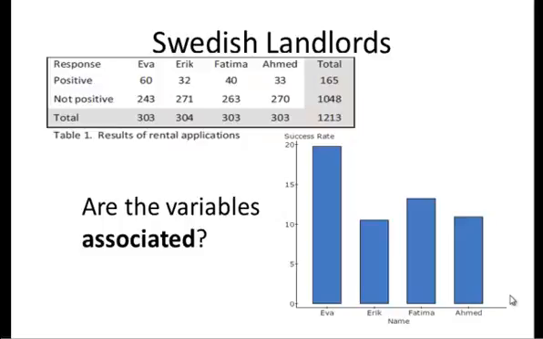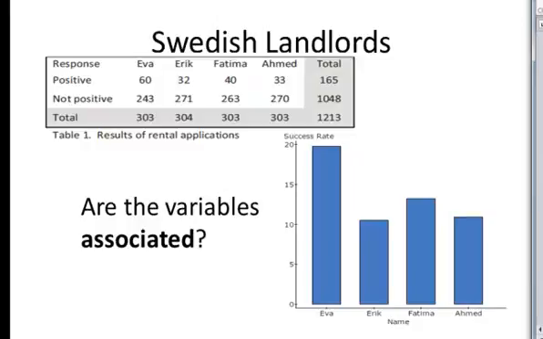In this example, we're only going to compare the applications signed by Eva and those signed by Eric. The methods we're learning right now can only be used for directly comparing two groups at a time, so we'll ignore the Fatima and Ahmed data for the time being.